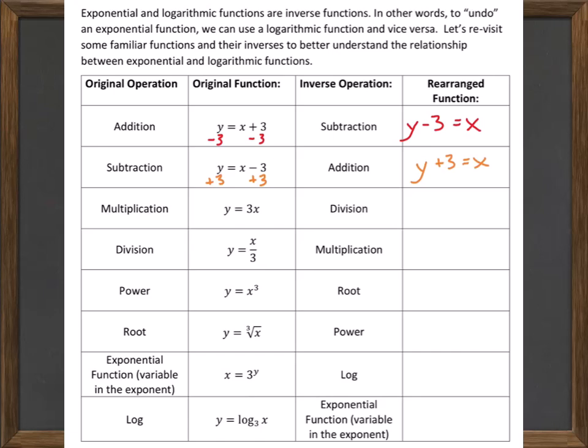Okay, now we have y is equal to 3x. How do we undo multiplication? Well, we simply divide both sides by 3. So the same function rearranged is y divided by 3 equals x.